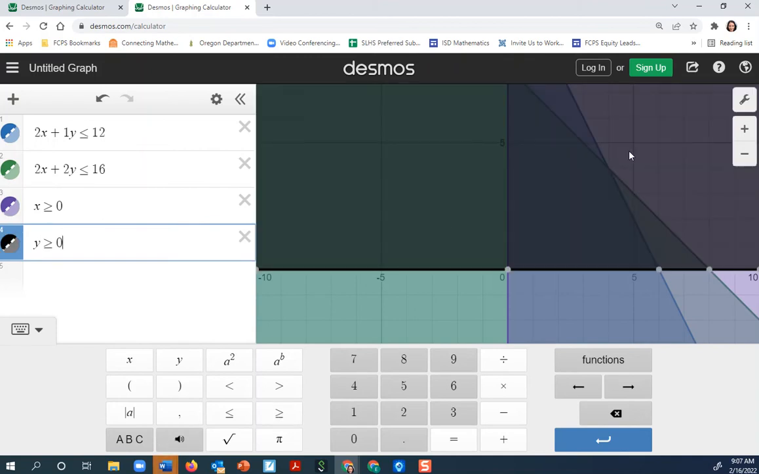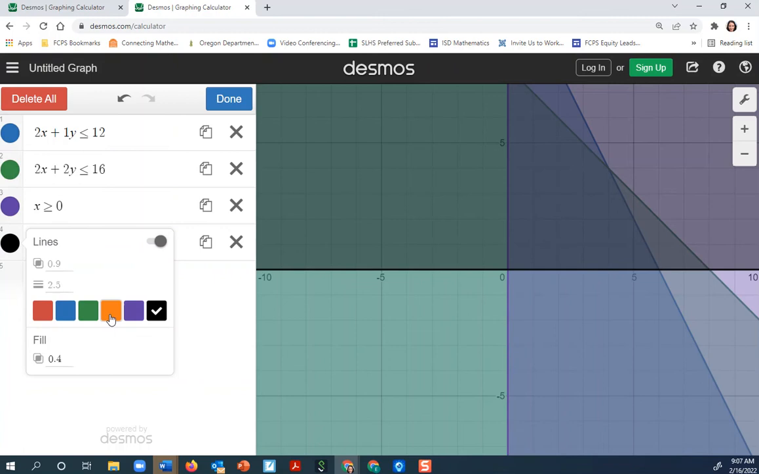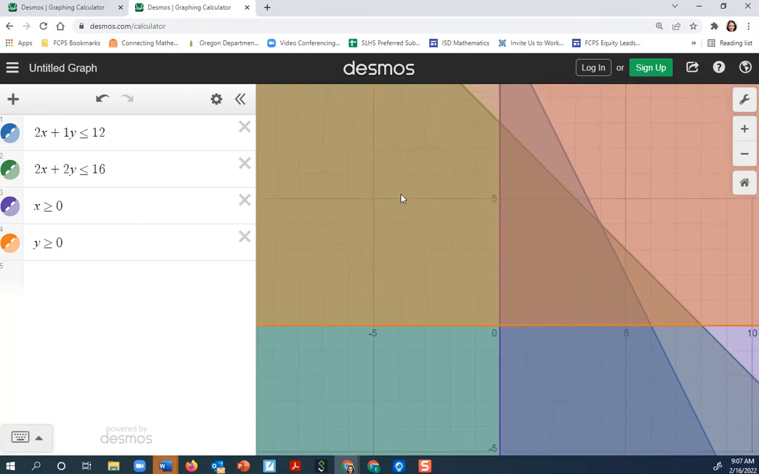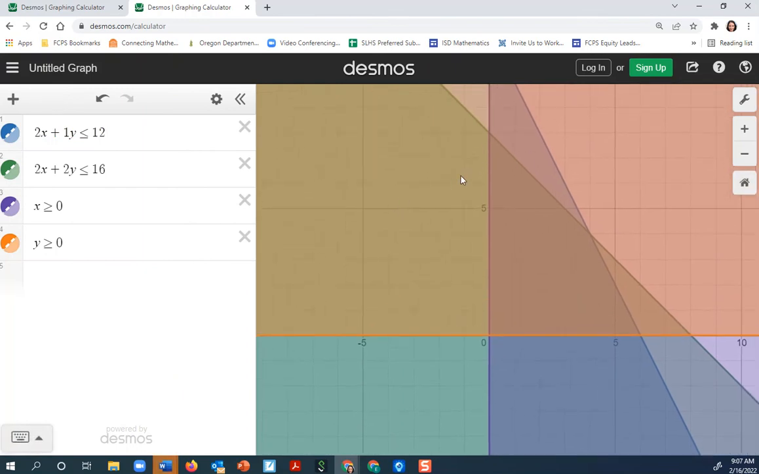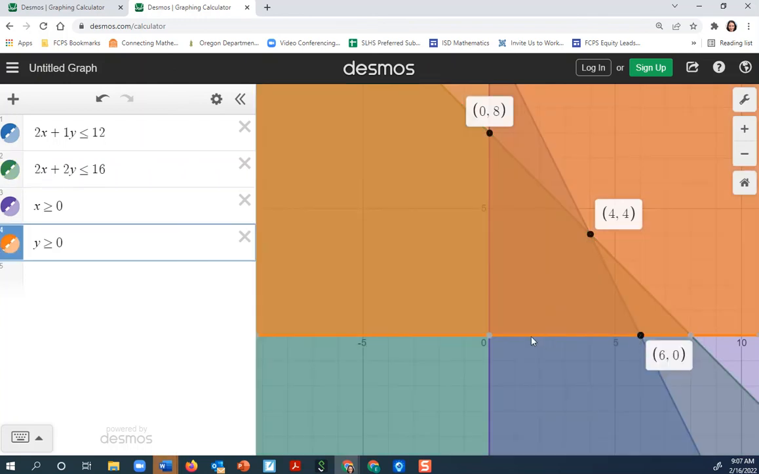Now, oh, that's a lot of color there. I'm going to try to make this one a lighter color so that I can see it better. I'm going to change it to orange. It's better. So there's an area called the feasible region, and the feasible region is the area that is shaded with all of them. Okay, those are the corners of the feasible region.